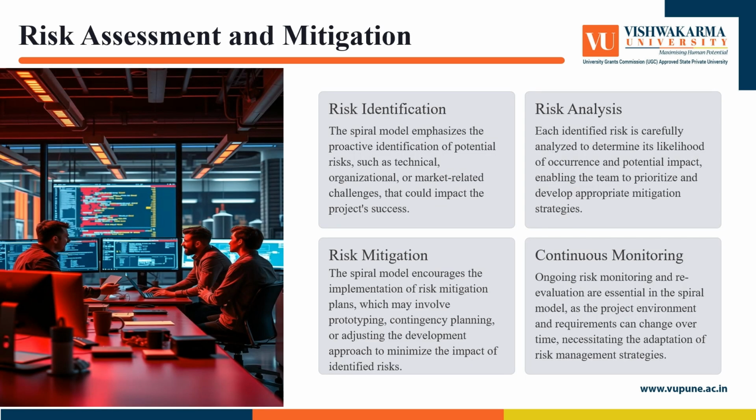Risk assessment and mitigation. Risk identification. The spiral model emphasizes the proactive identification of potential risks such as technical, organizational, or market related challenges that could impact the project's success. Risk analysis. Each identified risk is carefully analyzed to determine its likelihood of occurrence and potential impact, enabling the team to prioritize and develop appropriate mitigation strategies.